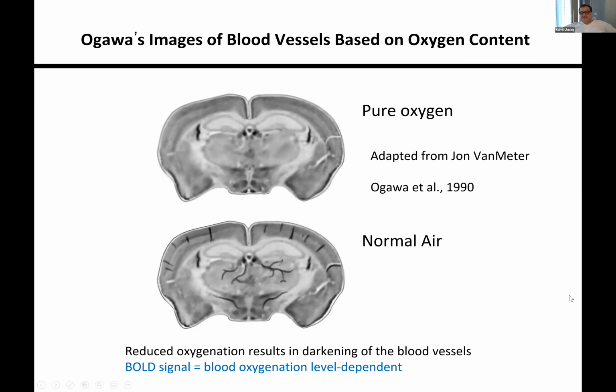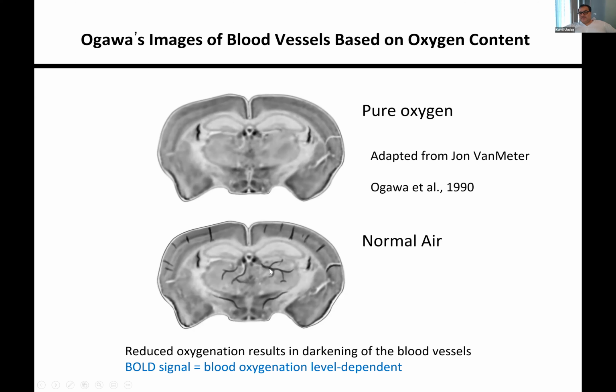And this was discovered in 1990, when Ogawa did a simple experiment. This is a rat brain, a cross-section. This is the cortex, and then the thalamus, and obviously in rats, the cortex is much smaller than in humans. If he changed the oxygen content of the inspired air, and it was pure, 100% oxygen, you see an image like this. If the rat was now inspiring normal air, you suddenly see the appearance of these dark lines.